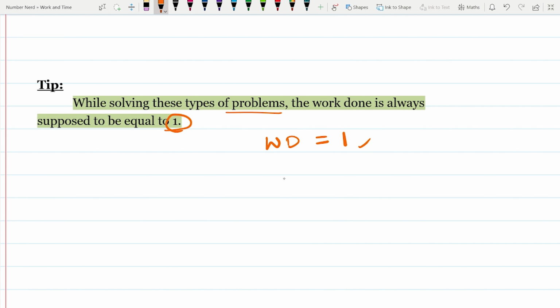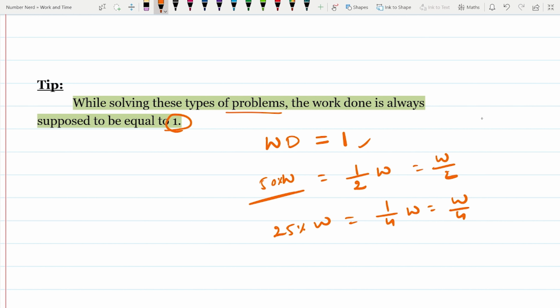Suppose if I say 50% of work is done, then I have to consider like half of the work is done. It means W by 2. If I say like 25% of work is done, then 1 by 4th of the work is done. It means W by 4. So this is more important while solving any type of problem in this category.